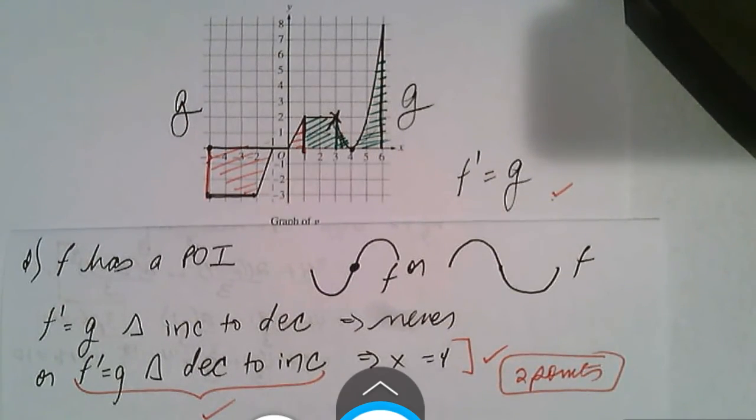So that was 2 points on part A, 3 points for part B, 2 points for part C, and 2 points for part D for a total of 9 points.